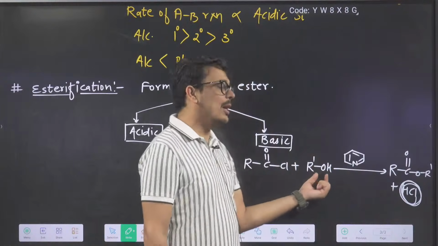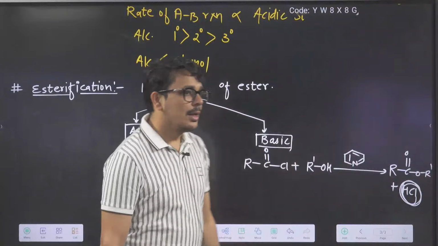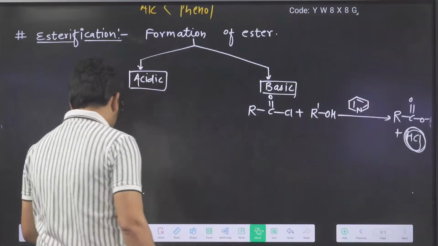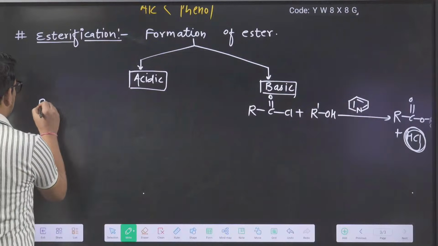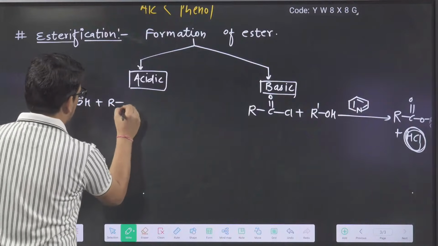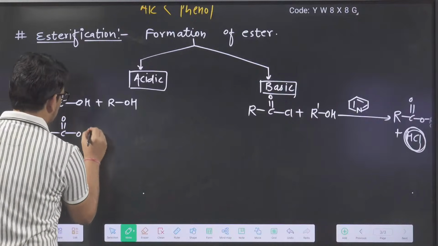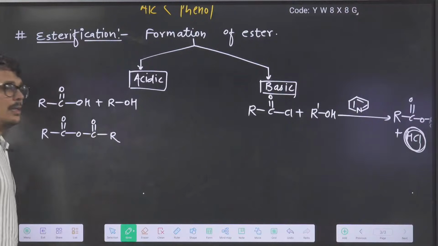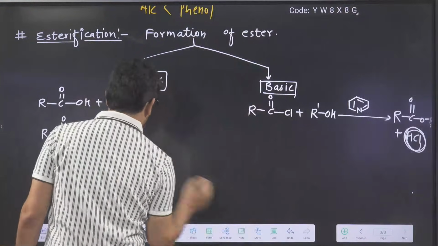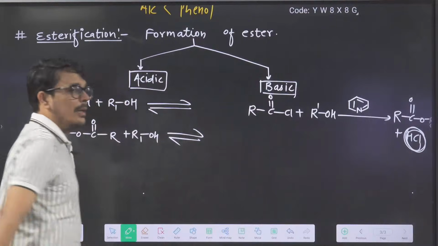That's why most of the alcohol combines with acid chloride, and most of the acid chloride is converted into which one? Ester. Clear to everyone? Yes or no? Now, this is in which medium here? Basic medium. Now, acidic medium: carboxylic acid plus alcohol. Next, acid anhydride plus which one here? Alcohol, R1 I'm saying here. Clear to everyone? Yes or no?